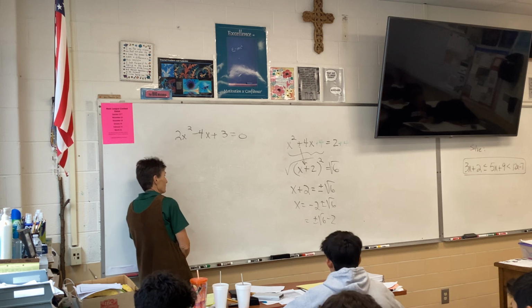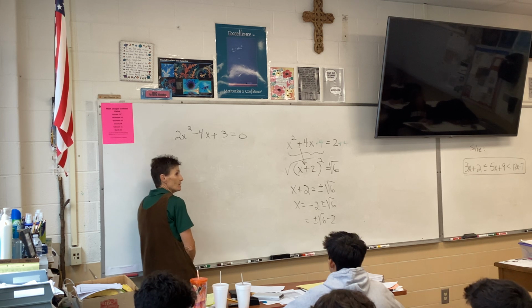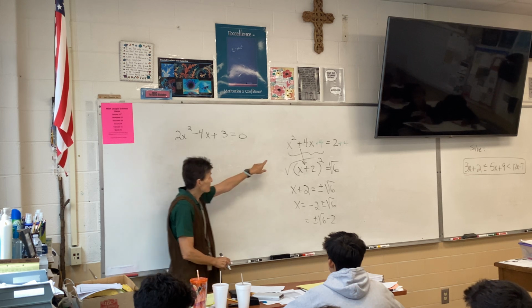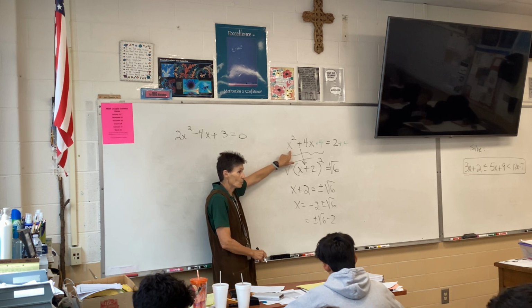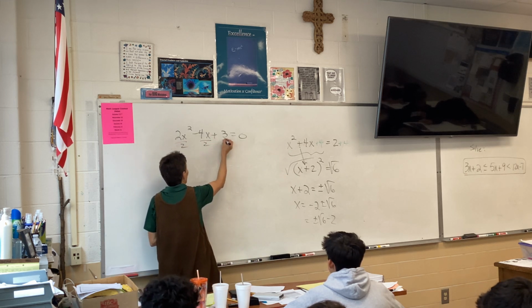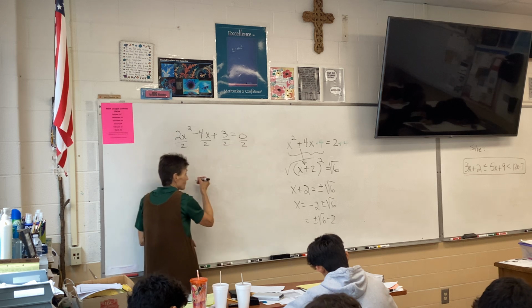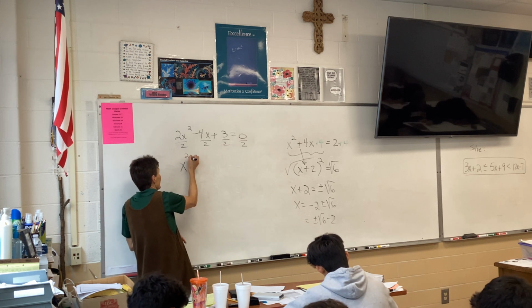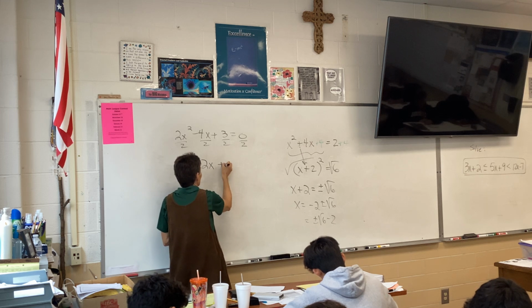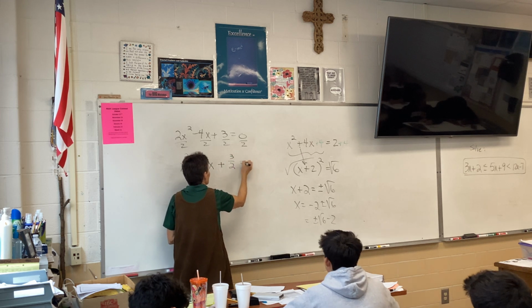What do you think? Now this was different. What's different about it? It starts with a 2. You are not allowed to start with something. It has to be a plain x squared. So the only way to fix it is going to be to divide it out. So we have x squared minus 2x plus 3 halves equals 0.